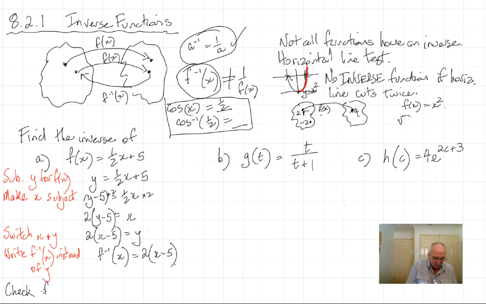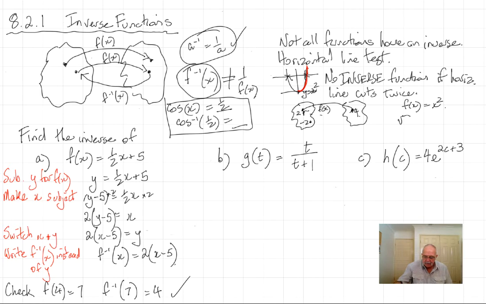Pick a value, say f of 4 is a half of 4, which is 2, plus 5 is equal to 7. F to the minus 1, the inverse function of 7 now, should take me back to 4. Put 7 in here, and I get 7 minus 5, which is 2. 2 times 2 is 4. So it mapped the 7 back to the 4, so it worked. And I could have used any value there, not just 4. Okay, so there's my template.